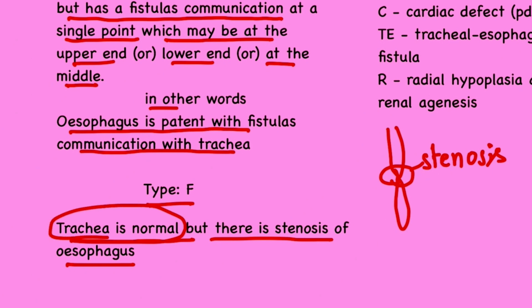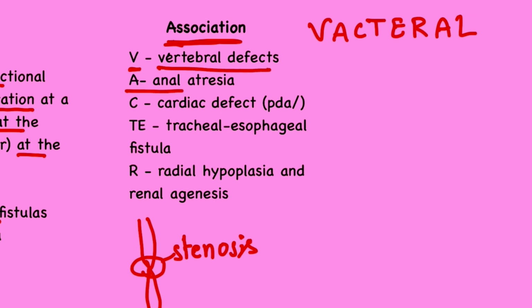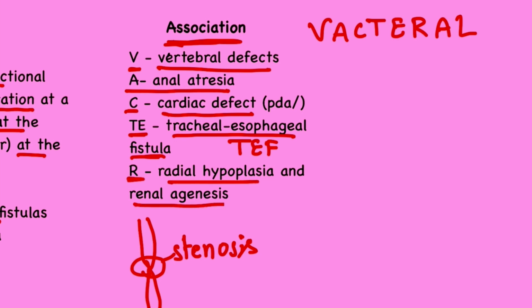Next, we can see about the associations of the tracheo-esophageal fistula. You can remember as VACTERL mnemonic, in which V is for vertebral defects, A is for anal atresia, C is for cardiac defects, T is for tracheo-esophageal fistula, and R is for radial hypoplasia and renal agenesis.